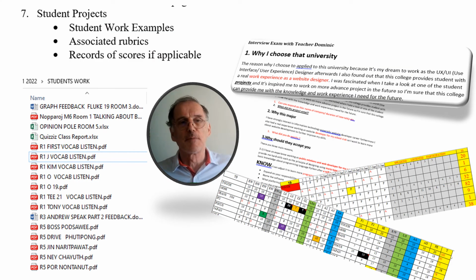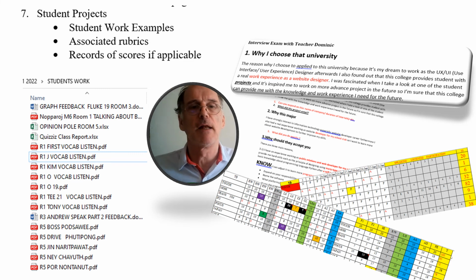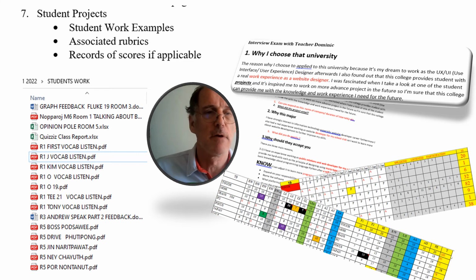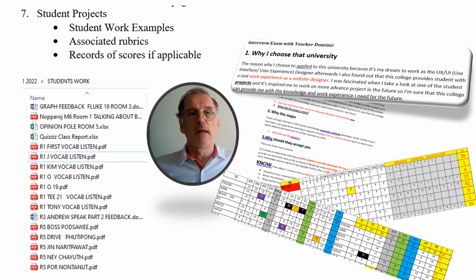So section 7 of the portfolio, I think it's pretty self-explanatory, and I'm sure you all have records of students' work saved on your devices. So I include some of those. I explain a little bit about them. Then I also convert my Excel spreadsheets into PDF, and I include those in my portfolio as well, just to give some indication as to how my ongoing record keeping is.